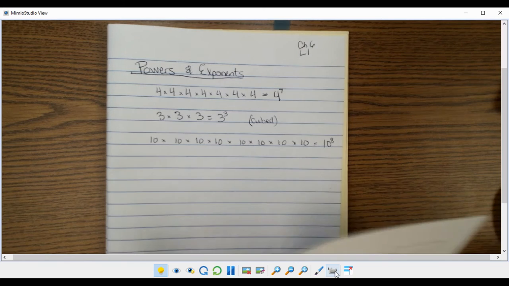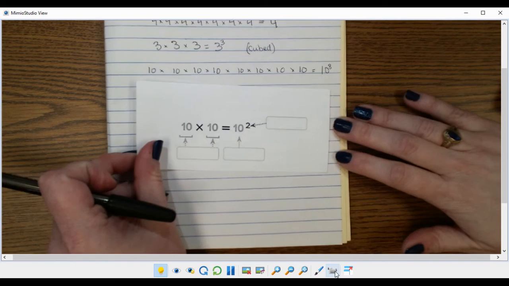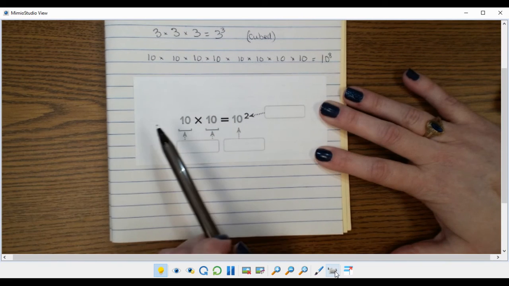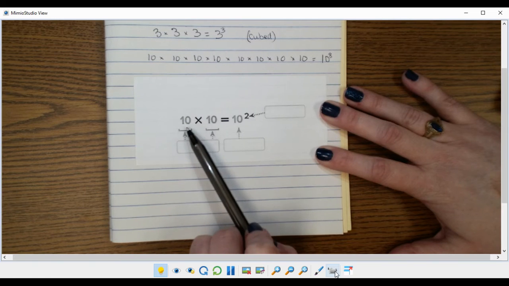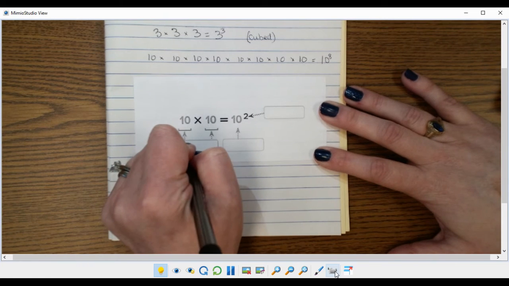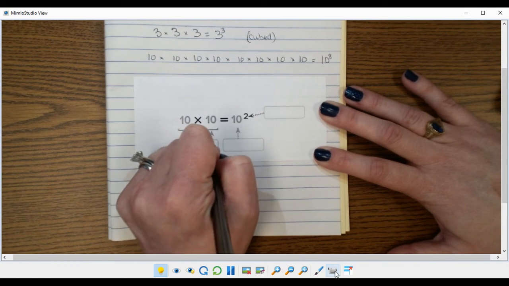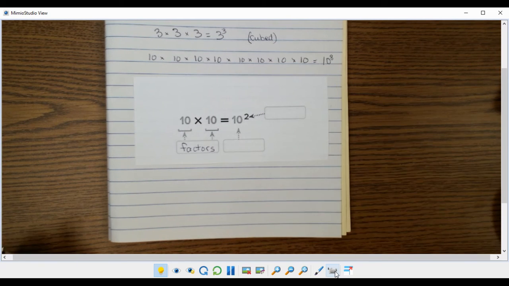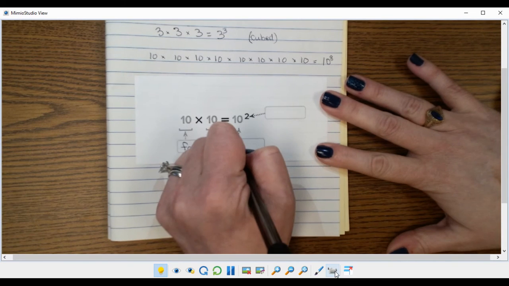Okay, let's talk about some vocab. Here's an example that I have for you. The things between the multiplication signs are called factors. And we've talked about that word before, right? Factors are the things that you can break a number into, the pieces that will multiply to give you the answer. The big number is called the base.